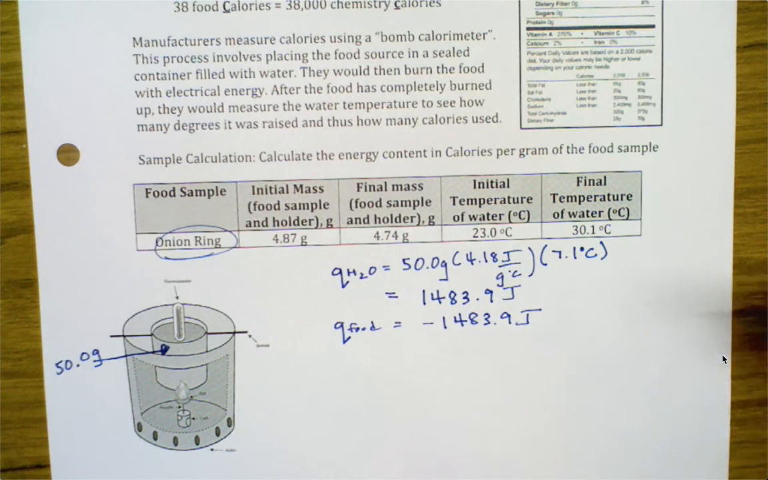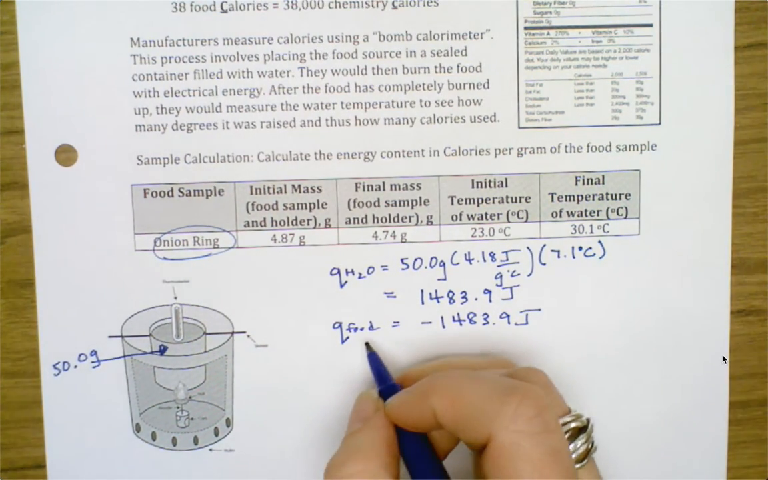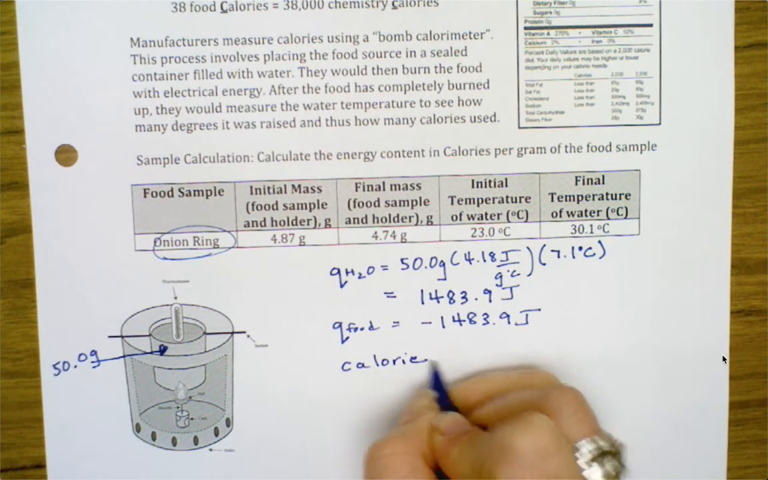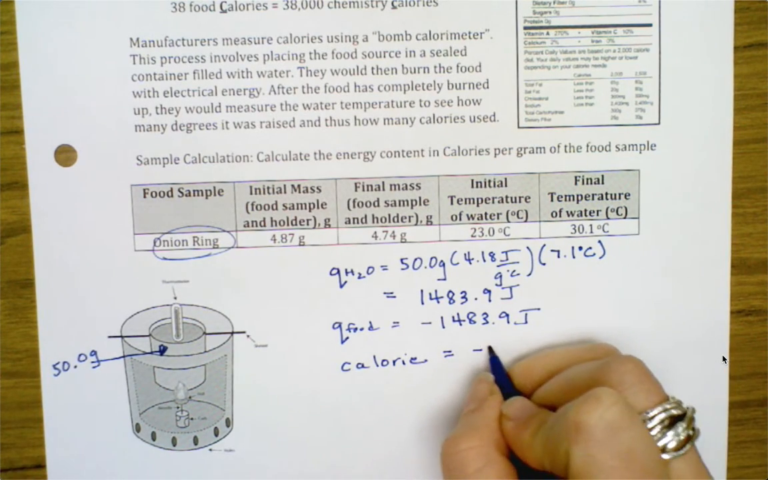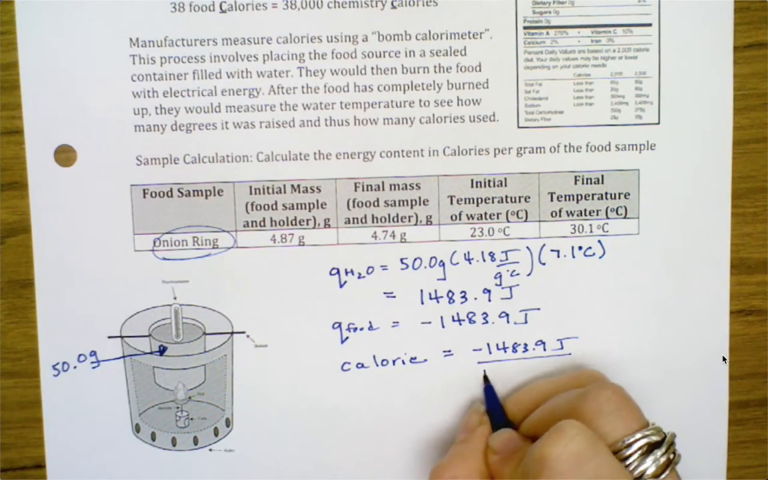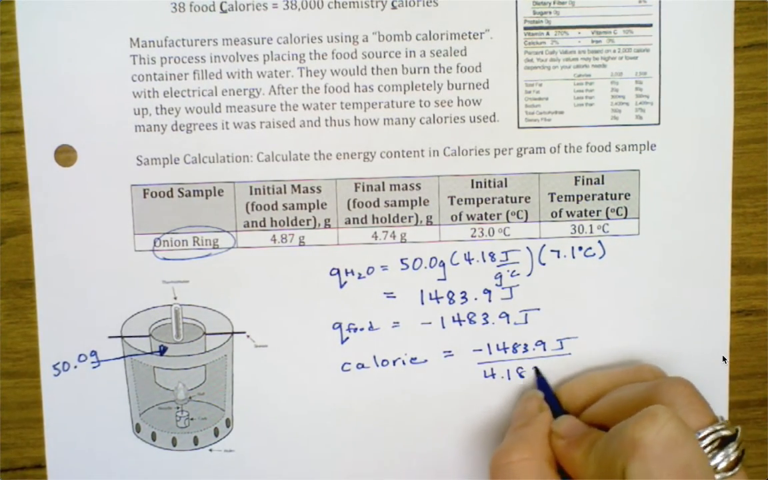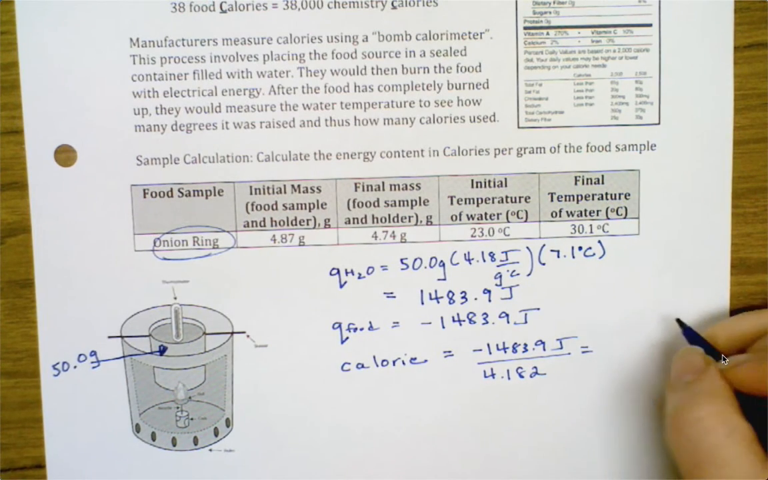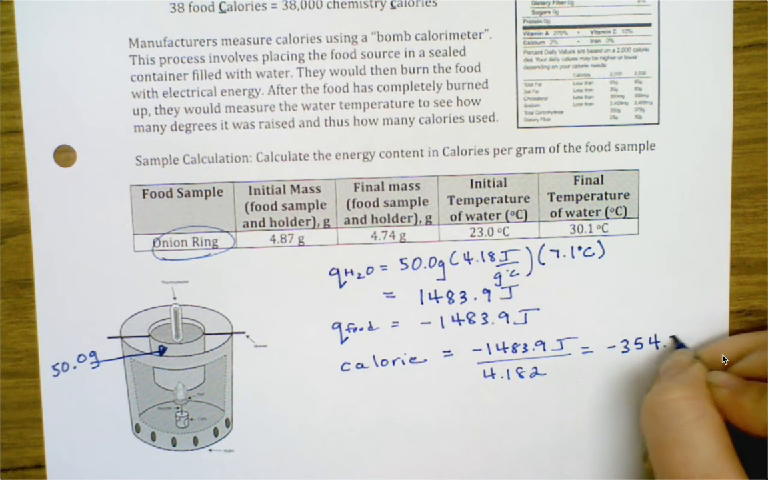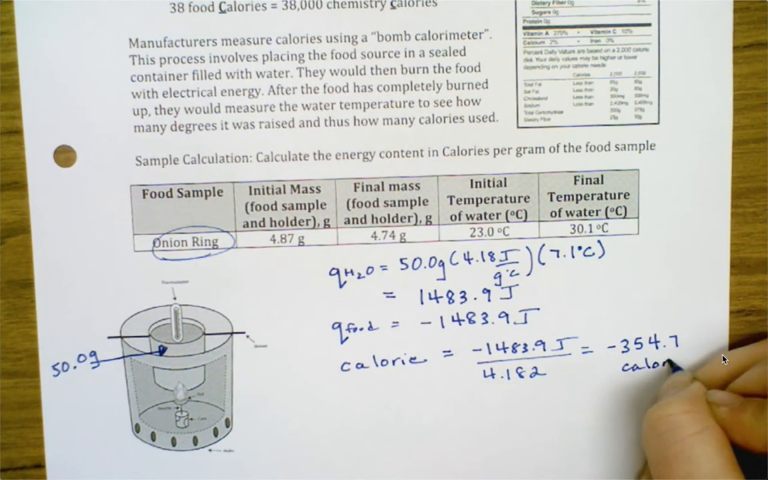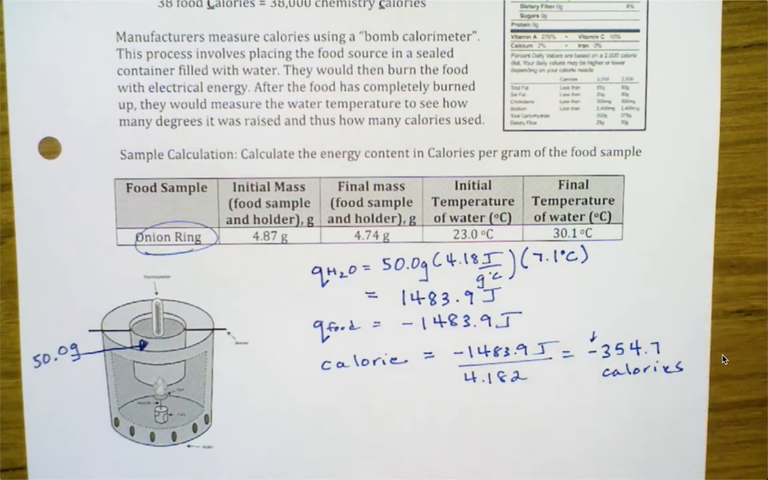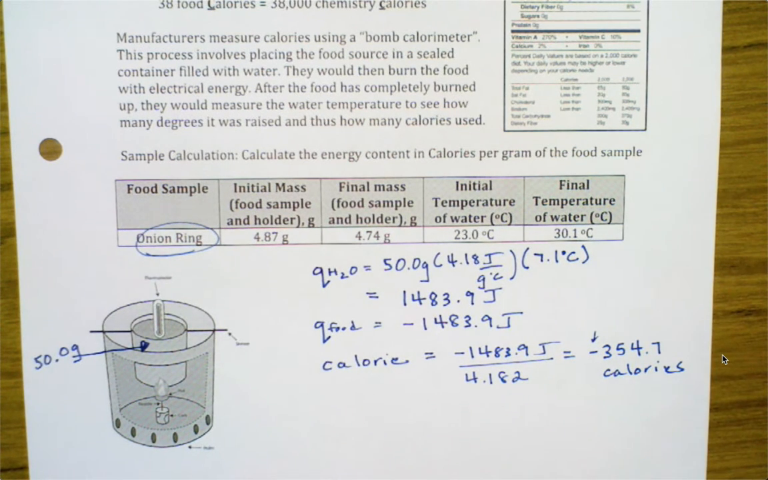In order to calculate how many calories that's equal to, and this would be what we would consider a chemistry calorie, we take our energy value and we divide that by 4.182 above, and we get a negative 354.7 chemistry calories. Notice that I am using a little c, okay? Now, this negative, remember that just means that energy was lost, okay?